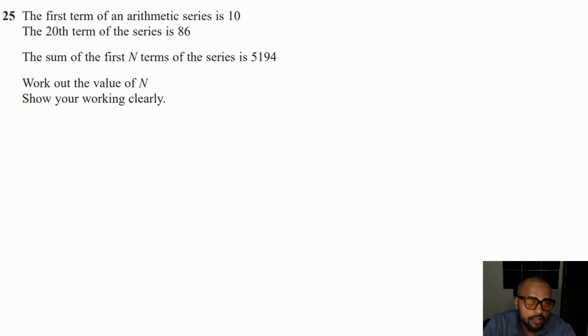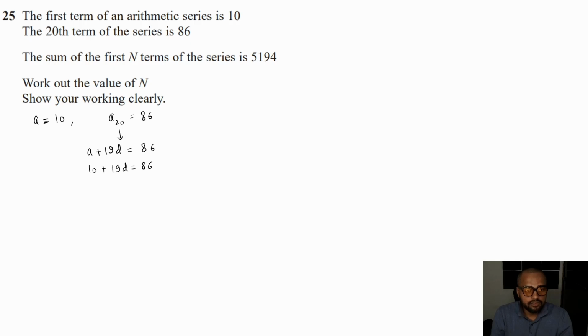Yeah, they have given a certain arithmetic series. The first term is given as 10, so a will be equal to 10. The 20th term of the series is 86, so a20 will be equal to 86. Applying the general formula of arithmetic progression, we get a plus 19d equals 86. Here a is 10, so plugging in the value, 19d will be equal to 86 minus 10, which is 76. So d here we are getting as 4.